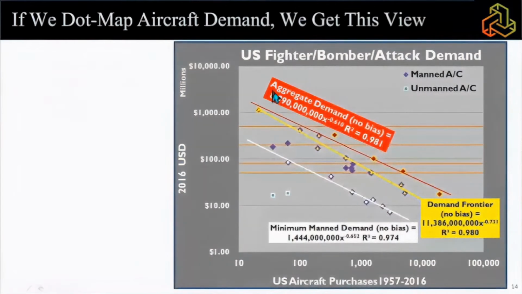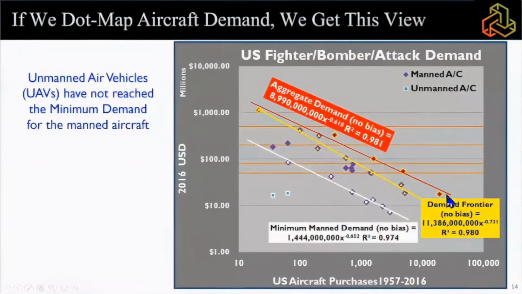So we've seen how we can do aggregate demand here. We have a curve for that. We've already looked at a demand frontier. We've got a curve for that. And we've got this minimum demand here. We got a curve for that. And in this particular case, the UAVs, the unmanned air vehicles, this would be the Reaper and Predator B, I think. They haven't attained this minimum demand. They're in a different zone there.